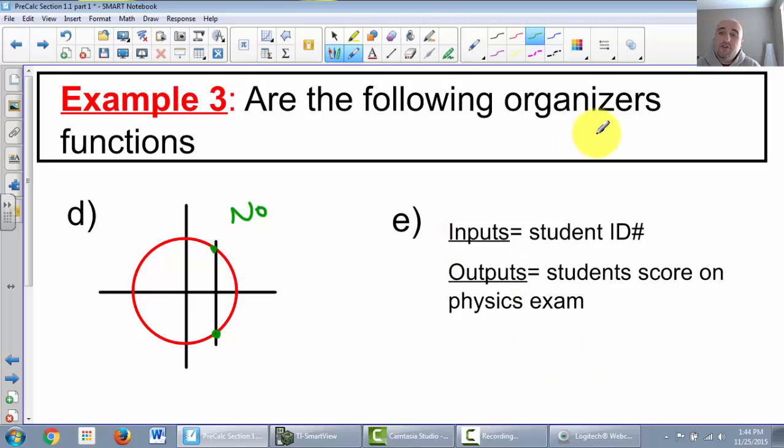All right, and the last one, let's look here. Here's a verbal one, if we can describe if this is a function. So your inputs are student ID numbers. Every student has one ID number. The outputs are student scores on the physics exam. So how many exam scores is every student ID going to take? How many times does every kid take a test? Hopefully once. How many scores are you going to have on that test? Hopefully one. So every ID has one exam score. So yes, it is a function. Every input ID number has only one output, an exam score. Okay, so hopefully that makes some sense.